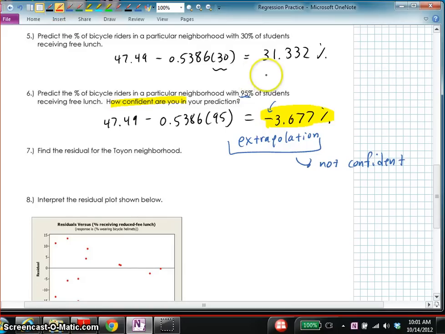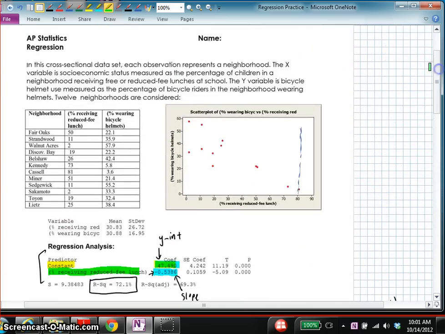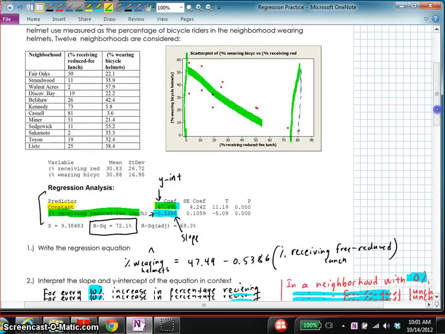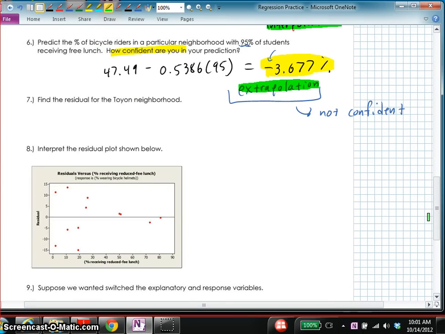The question before, this is called an interpolation. Okay, two words that you should know and write down: interpolation and extrapolation. Interpolation is when we predict inside the range of the data. We're much more confident in predictions in here than we are out here. Okay, so two words you should know.